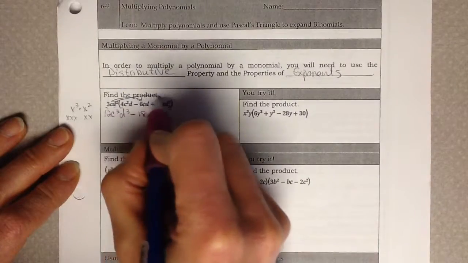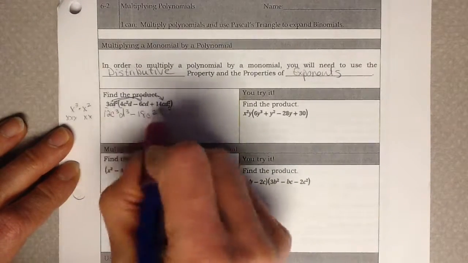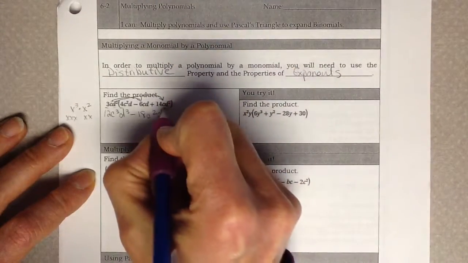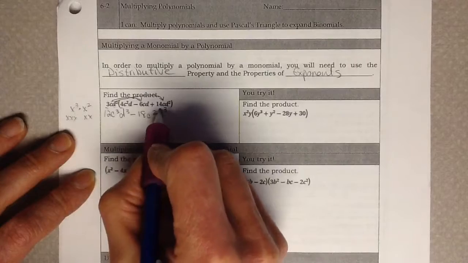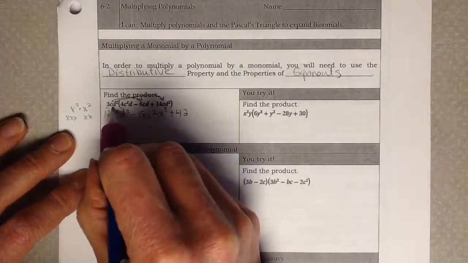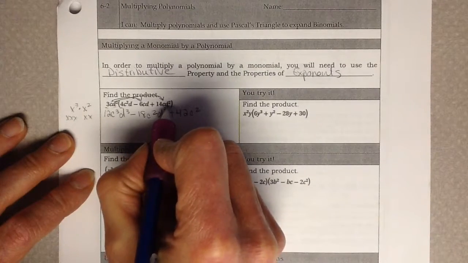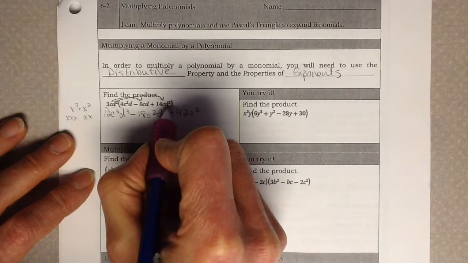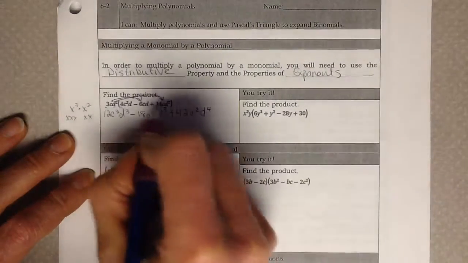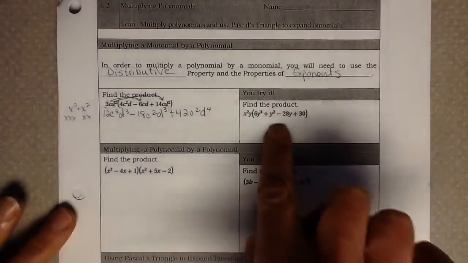And then we're going to distribute to the third one. So 3 times 14, let me move this cube down a little bit here. 3 times 14 is going to be 42, and c times c is going to be c squared. D squared times d squared is going to be d to the fourth, because we add the exponents. Okay, there's one for you to try.